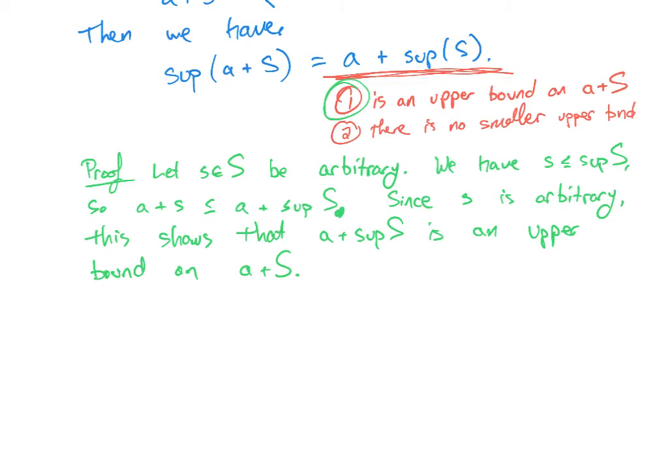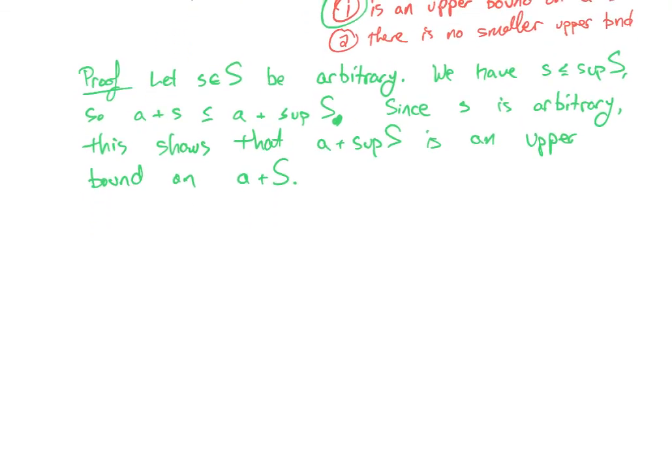Now, to get the least upper bound part, it's a little bit trickier, so let's look at that. Let V, I guess, be any upper bound on A plus S.